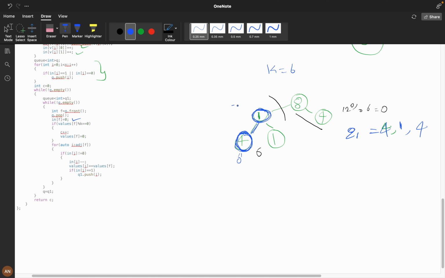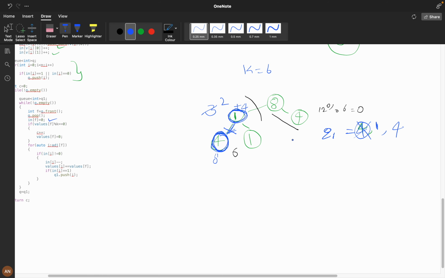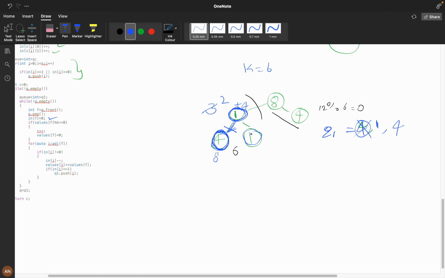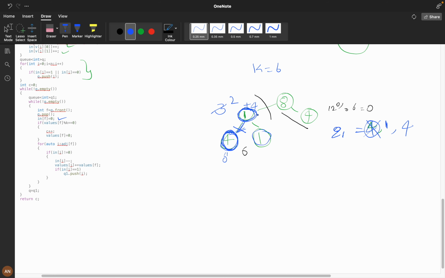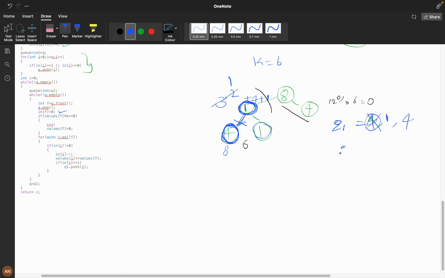Now this in degree is 3. We will decrease the in degree to 2 because we are detaching it, and we are adding the value. Now here plus 4 is added. This 4 we have popped from the queue. Now we are at 1, and we are checking whether it's divisible. It's not divisible, and its parent is also not divisible. We are decrementing it, and we are adding 1 to this. And in q2 we are inserting this index, so it will be 1.